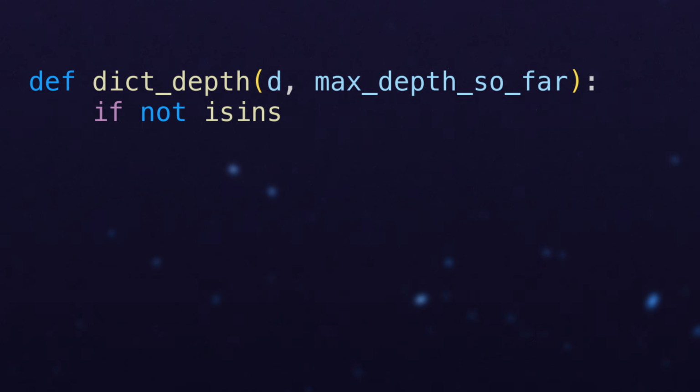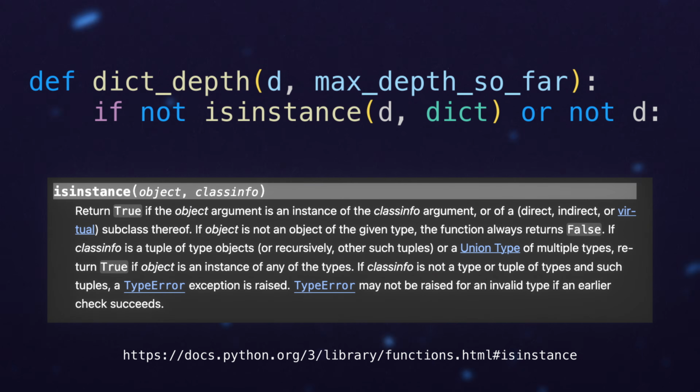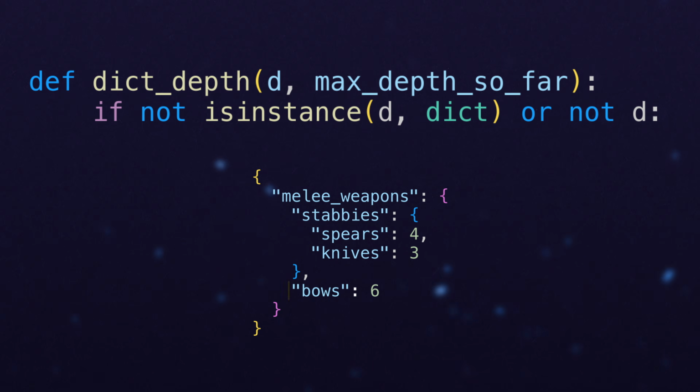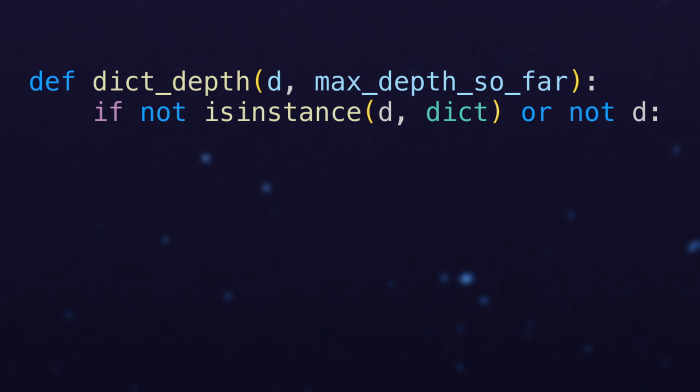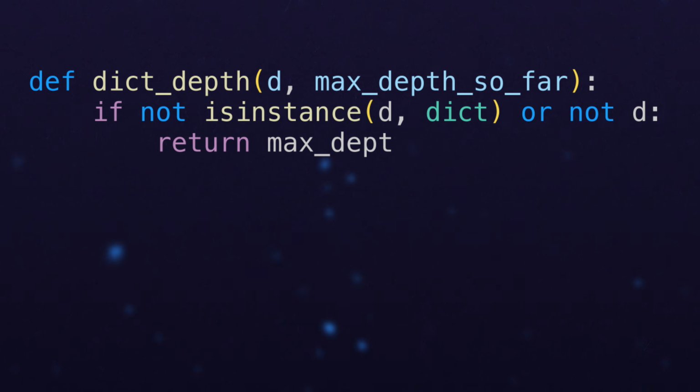Now this time, let's start with the base case, just so we have a different way of approaching this problem. And our base case should be when there's no more dictionaries to recurse into. So if d is not a valid dictionary, for example, if it's just a number, like the number that corresponds with the Bose key, 6, then we're going to stop recursing. So we'll just add this if statement that says, if d is not a valid dictionary, immediately return the max depth so far.